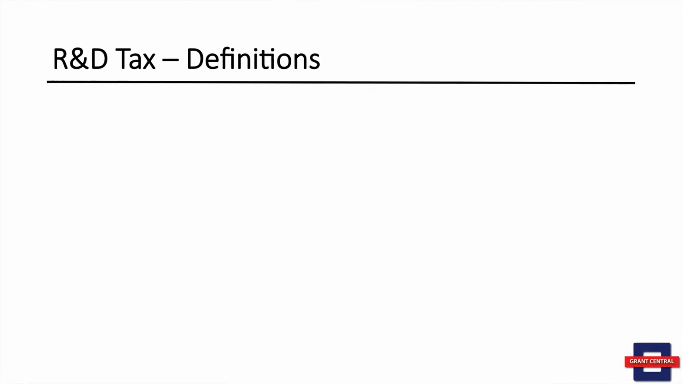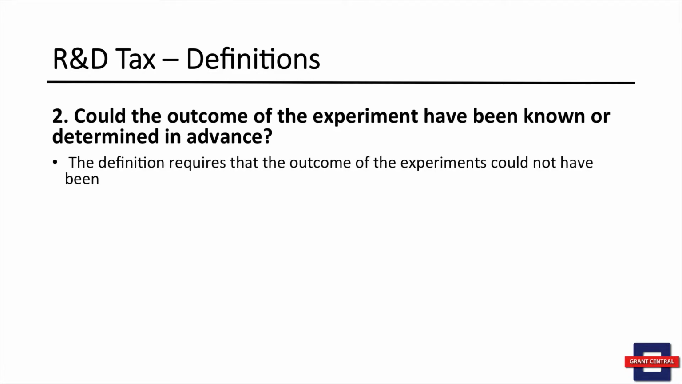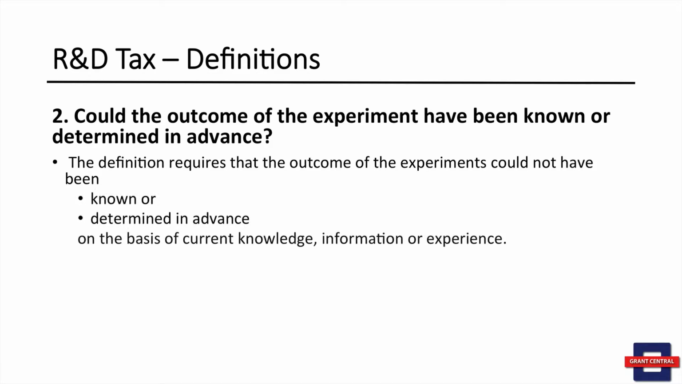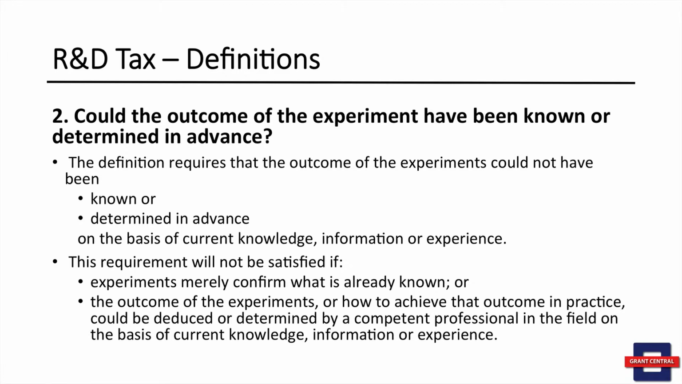The second question, could the outcome of the experiment have been known or determined in advance? The definition requires that the outcome of the experiments could not have been known or determined in advance on the basis of current knowledge, information, or experience. This requirement will not be satisfied if experiments merely confirm what is already known, or the outcome of the experiments or how to achieve that outcome in practice could be deduced or determined by a competent professional in the field on the basis of current knowledge, information, or experience.